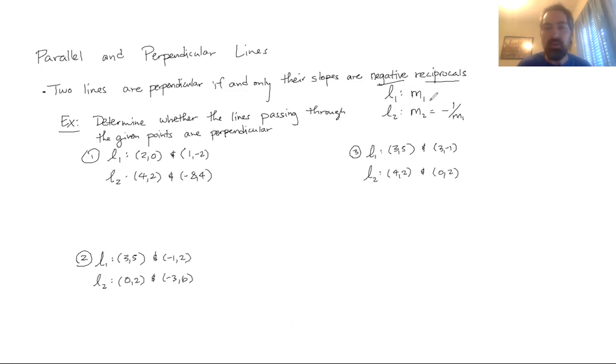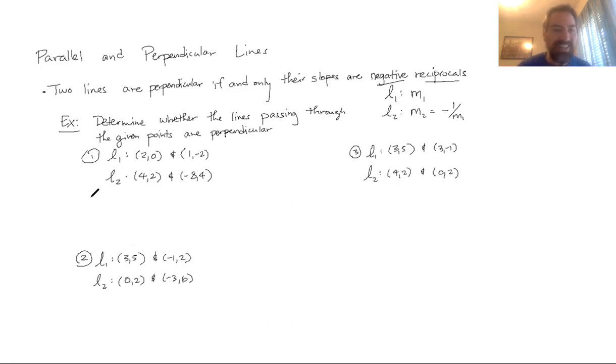Or if m1 is 2/3, you would flip that to make it -3/2 for the slope of L2. All right, let's look at some examples here. Determine whether the lines passing through the given points are perpendicular. We can approach this the exact same way as we did with the parallel lines. In the previous examples we worked, if we were asking whether the lines are perpendicular, of course our answer would be no, because we saw that they were parallel. Let's look at these 3 examples for perpendicular.